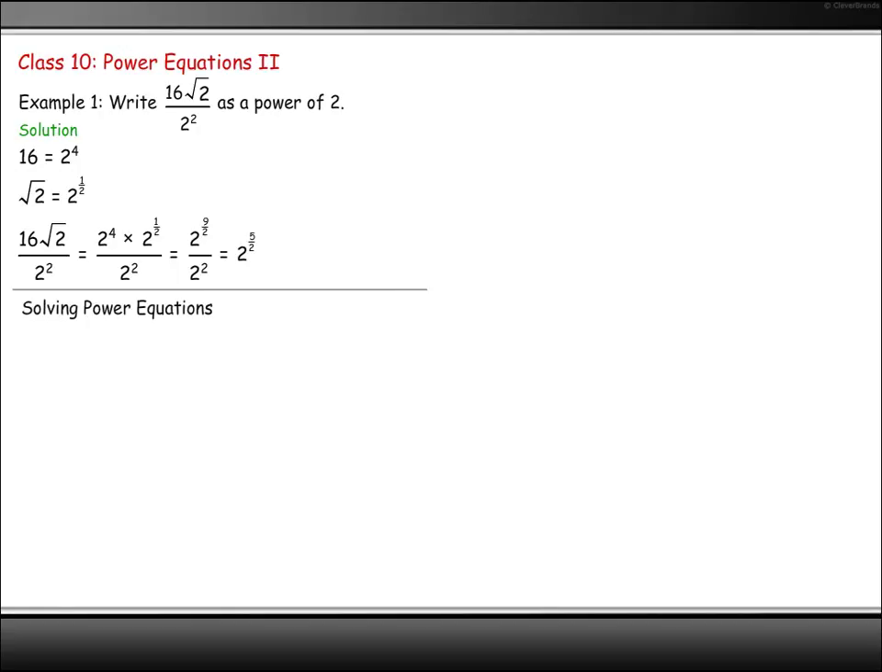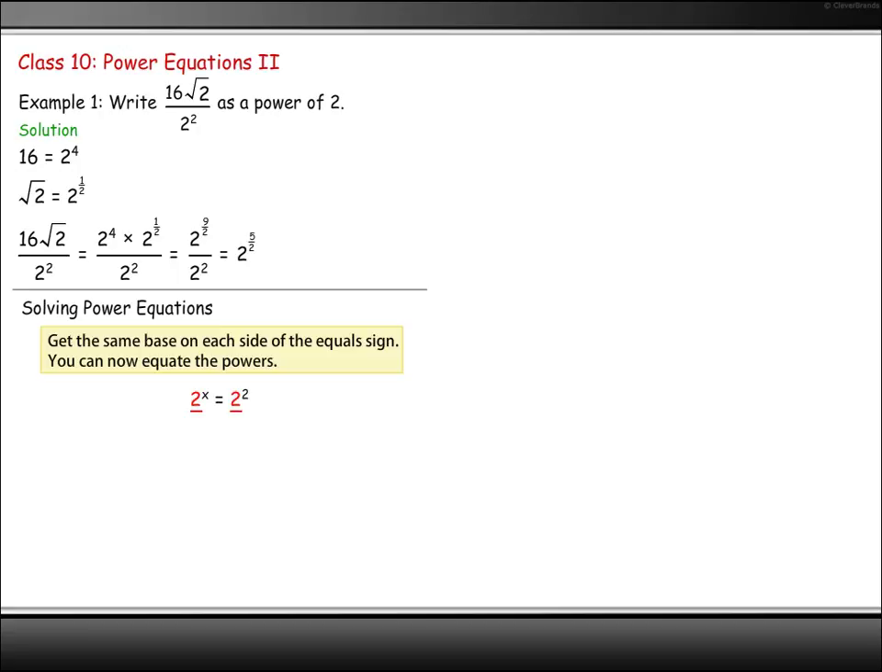Solving power equations. The technique. Get the same base on each side of the equal sign. You can now equate the powers. Here is a simple power equation. The base on each side is 2. Because you have the same base on each side, you can put the powers equal to one another. Therefore, x equals 2 is the solution.